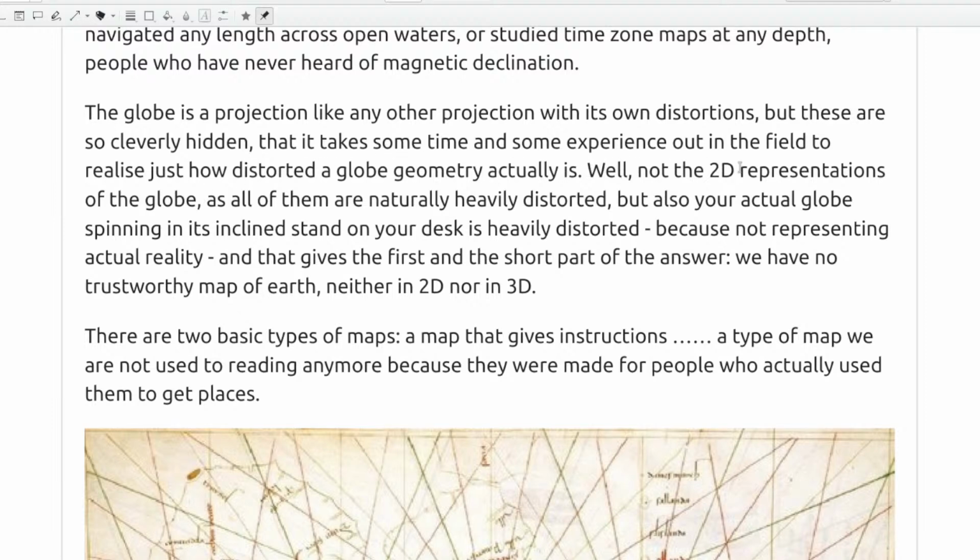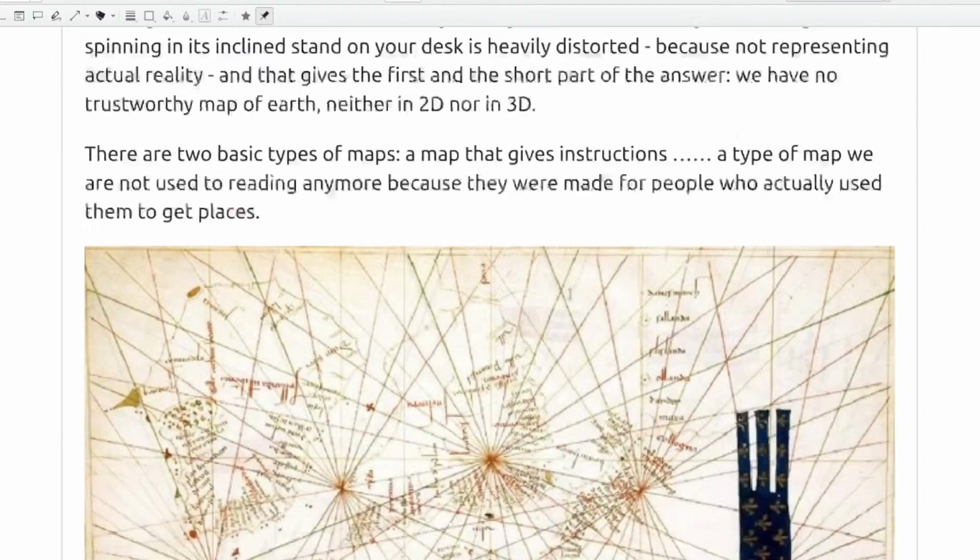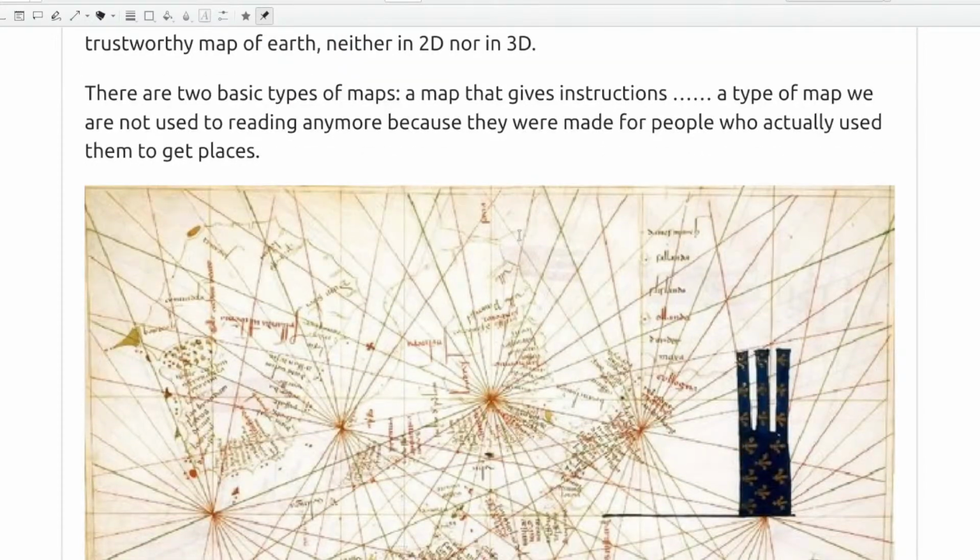Well, not the 2D representations of the globe, as all of them are naturally heavily distorted, but also your actual globe spinning in its inclined stand on your desk is heavily distorted, because it is not representing actual reality, and that gives the first and the short part of the answer. We have no trustworthy map of Earth, neither in 2D nor in 3D. There are actually two types of maps. A map that gives instructions, a type of map we are not used to reading anymore, though, because they were made for people who actually use them to get places.